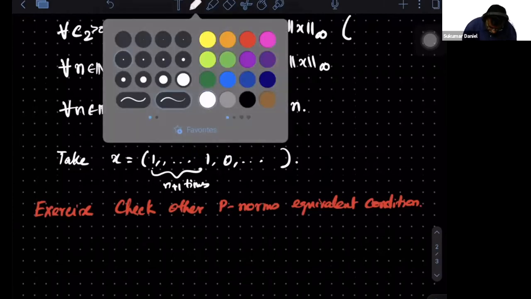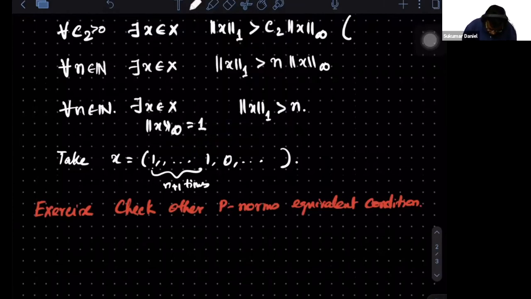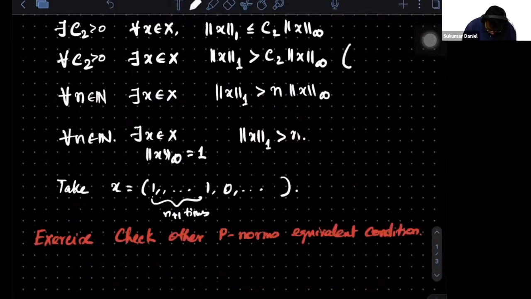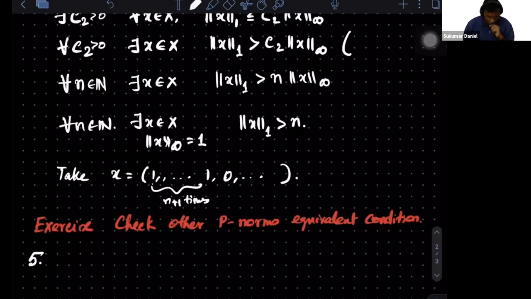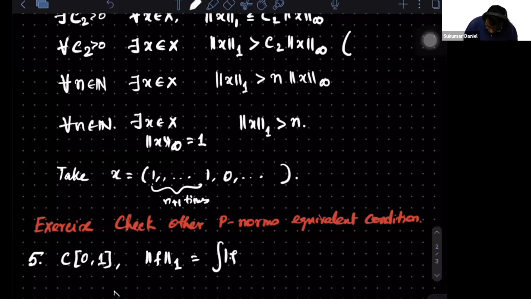Let's go ahead. Another example. I'm considering, say, C[0,1]. This is the space of all continuous functions on [0,1]. There are two norms that we have defined. One is the one norm, which is defined as an integration, and another norm, which we defined as the sup norm.